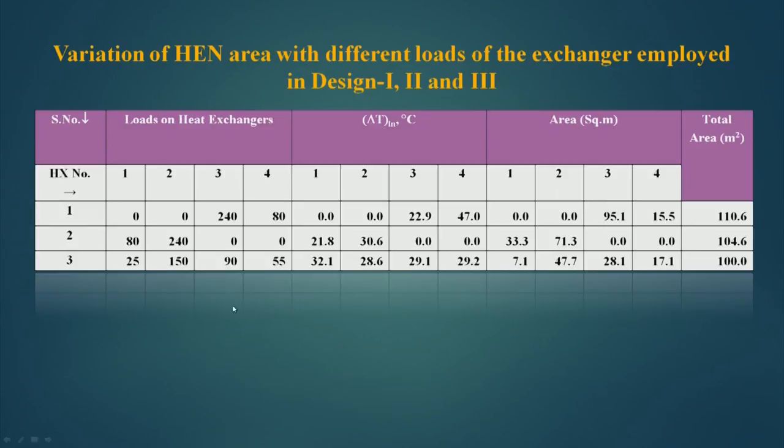If I go further to design 3, there are 4 heat exchangers here, heat exchanger 1, 2, 3 and 4. And if we see the delta T ln of this, the first heat exchanger has 32.1, second is 28.6, third is 29.1 and fourth is 29.2. So, the delta T utilization is very good and they are almost constant while utilizing the driving force, because delta T is a symbol of driving force.